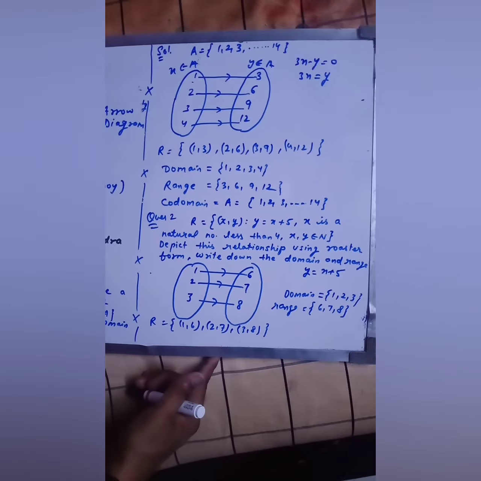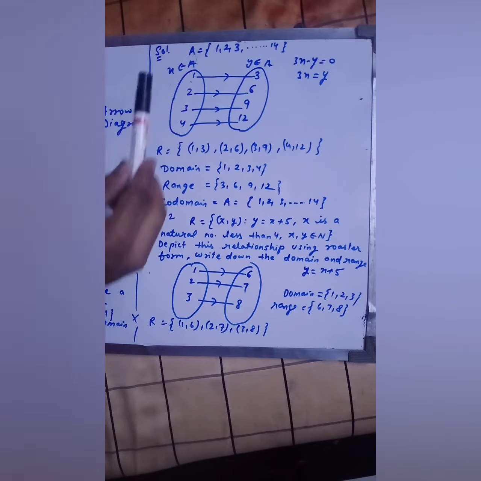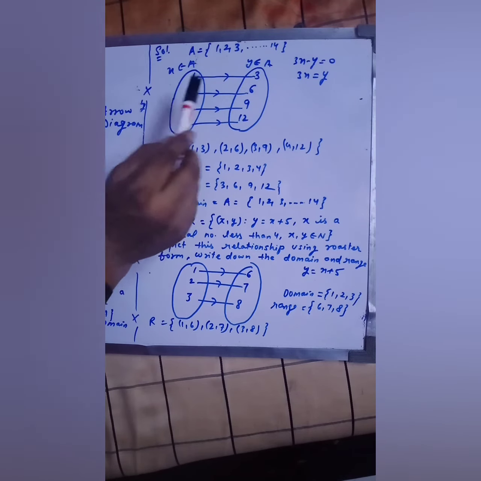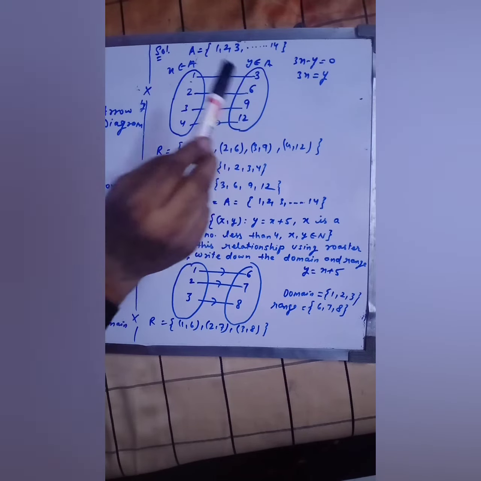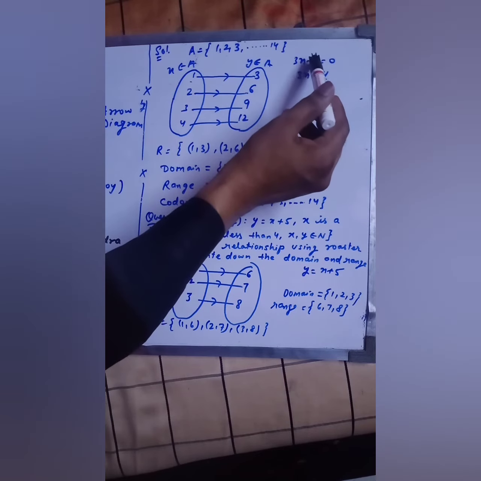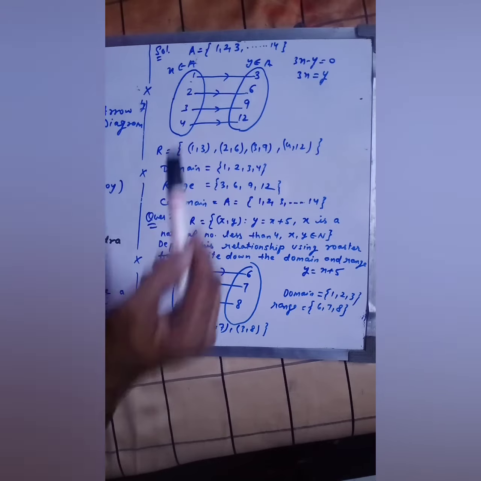Let me adjust the next page. So here it is. This set A is given to us, and x belongs to A, so I am writing the elements of x here. And y belongs to A also, so the elements of y I am writing here. This is our relation. I am just taking y on the right hand side, so you will get the relation y equals 3x.